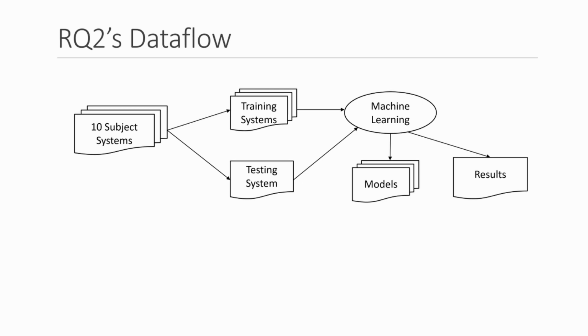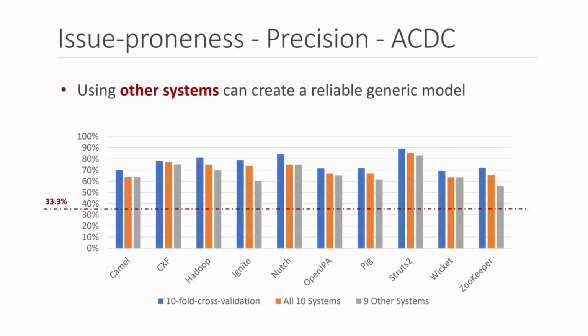Let's look at the first result, the issue promise precision under the ICSA views. The baseline here is 33.3%. So the blue color represents the result in the first question. The orange color represents when we combine all the 10 systems and use tenfold validation. And the gray one shows the result when we use 9 systems to build the training set and 1 system for the test set.